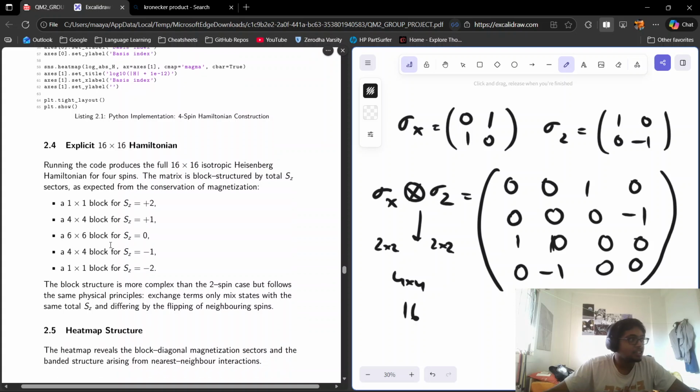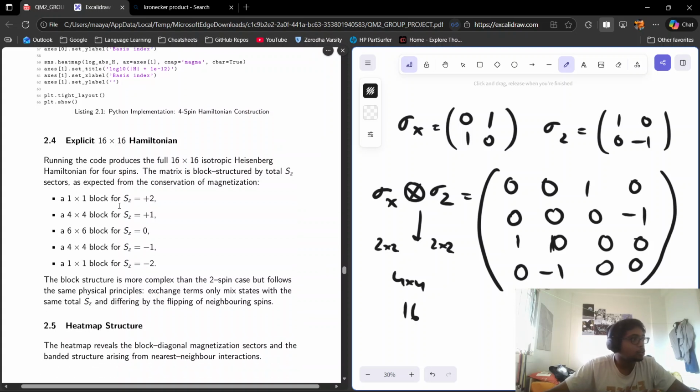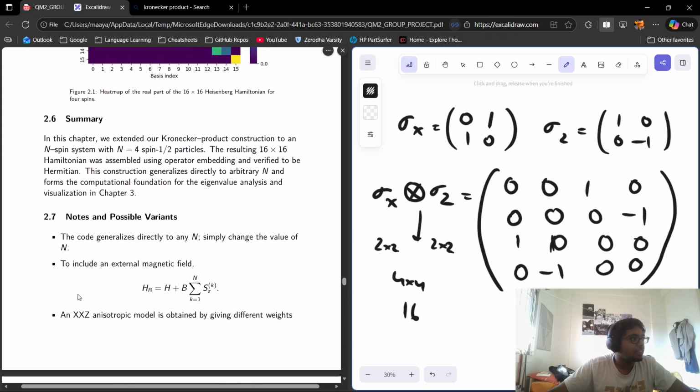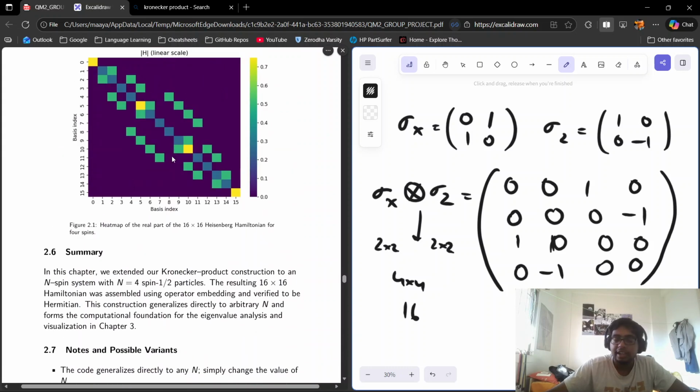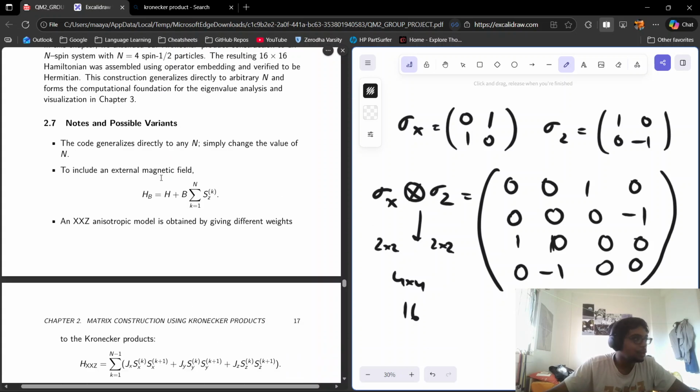And here's the structure. We have a 1 cross 1 block for S of Z equal to plus 2, a 4 cross 4 block for S of Z equal to plus 1, a 6 cross 6 block for S of Z equal to 0, a 4 cross 4 block for S of Z equal to minus 1, and a 1 cross 1 block for S of Z equal to minus 2. So we have created this matrix using the Kronecker product, and we have some notes as well.